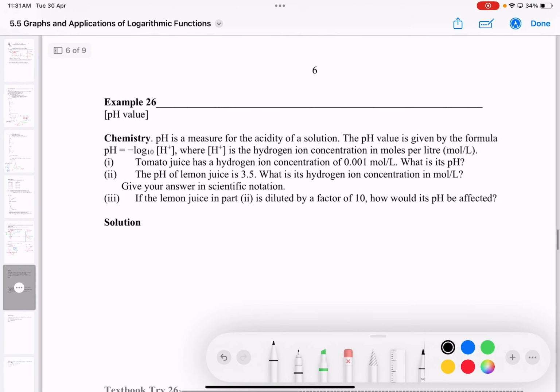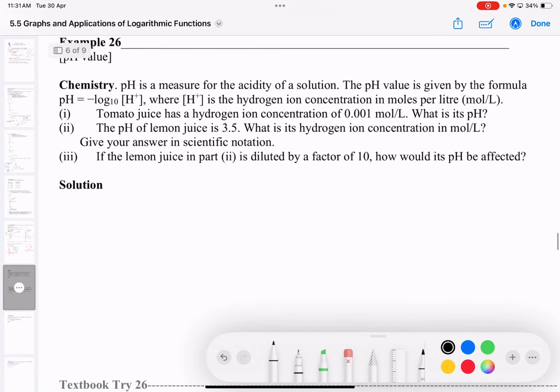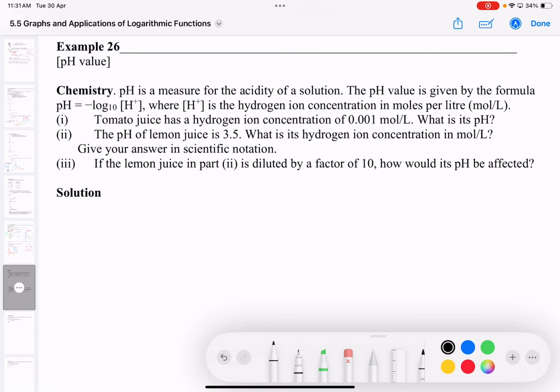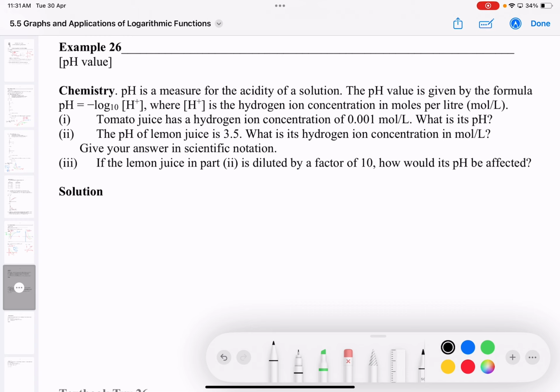Like promise you, let's do some chemistry. And actually, do you know something? When you go to the JC or Poly level, all your science is basically math. Really, you know? All your science is basically math. I think the only one that maybe not so much math is biology. But it's just memorization. But if not, once you go to JC or Poly, basically it's all math.